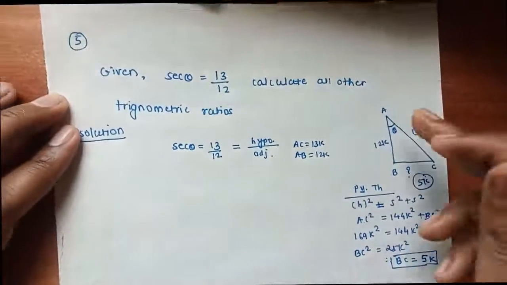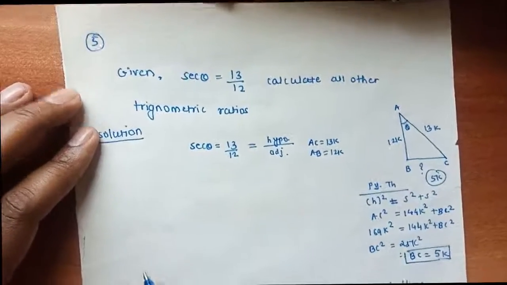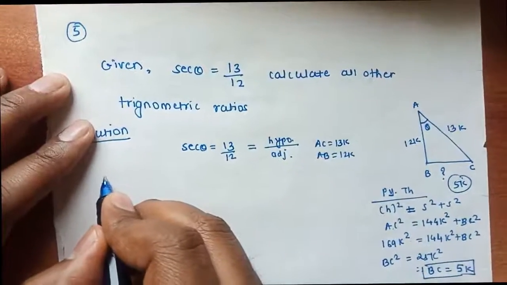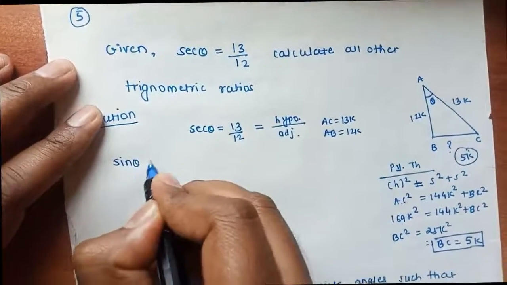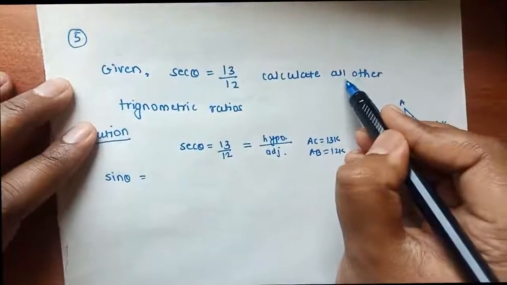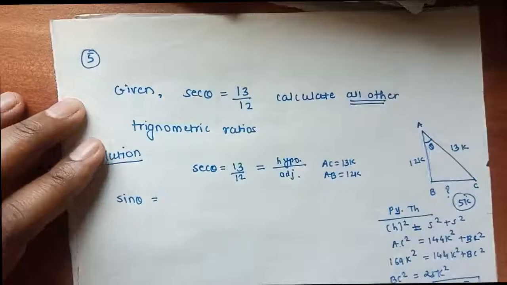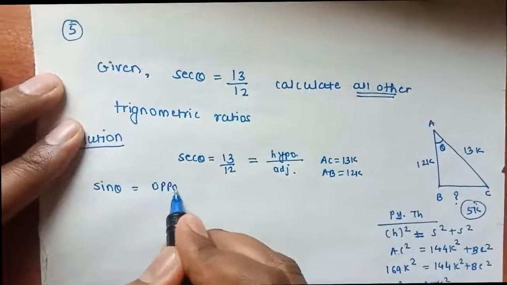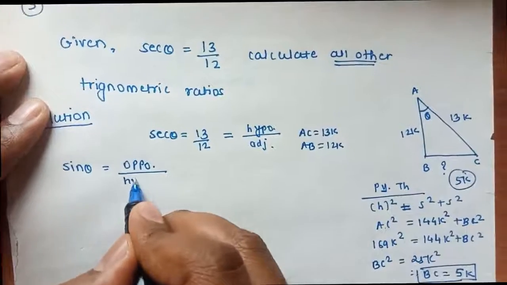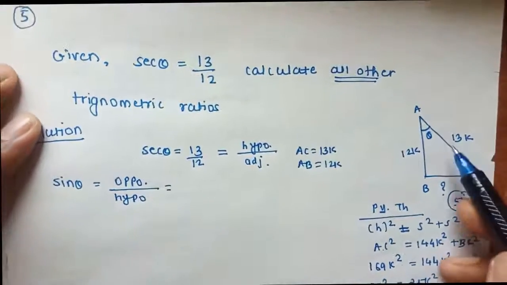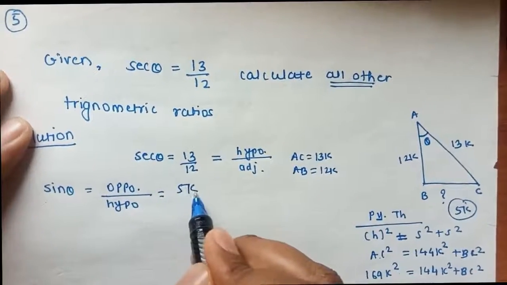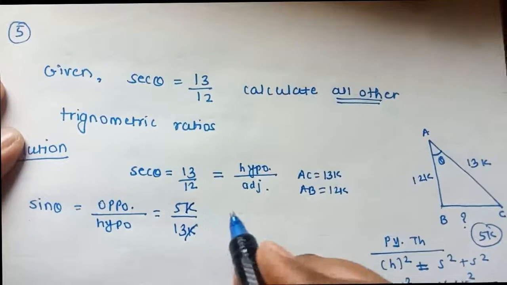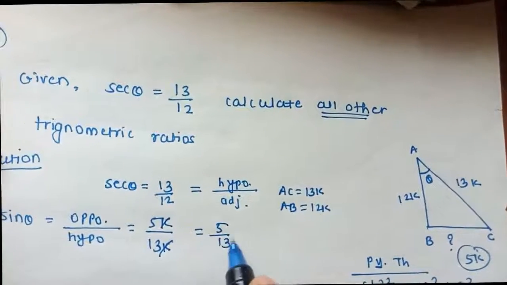So once we know all the values, directly you go to the basic formulas. So now we'll go to sine theta, because they have asked us to find out all other, means all the 6. So sine theta is nothing but the opposite side upon hypotenuse. So opposite side to theta is 5k, this 5k upon hypotenuse is 13k, this k and this k are cancelled, so your answer is 5 by 13.